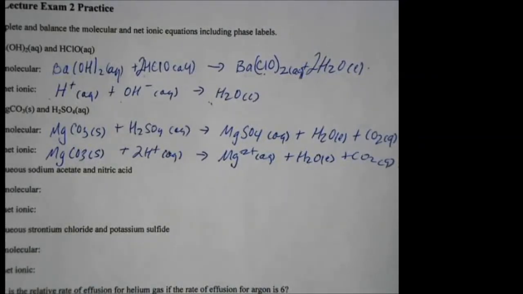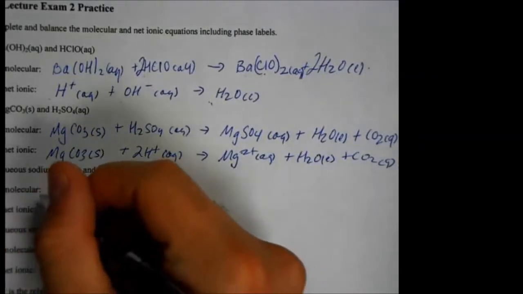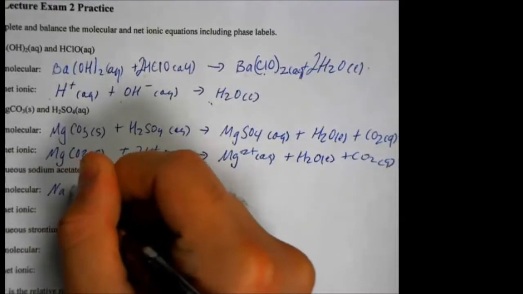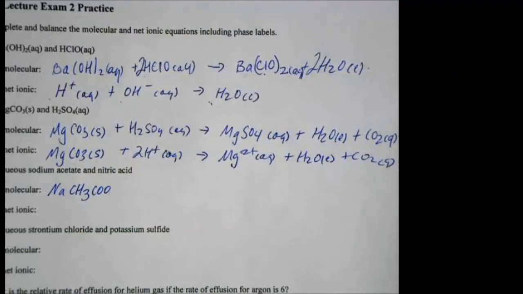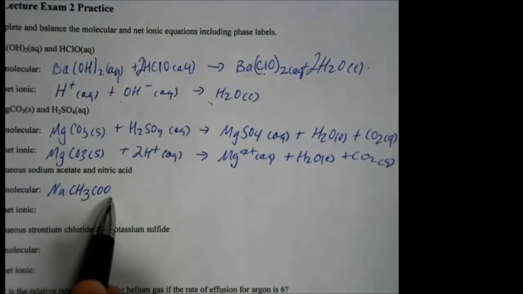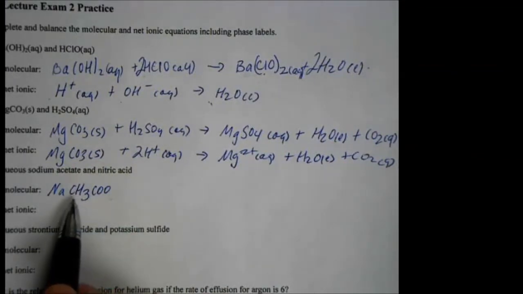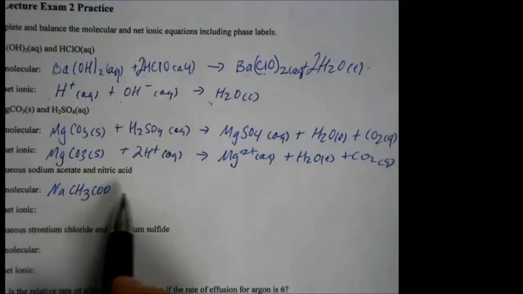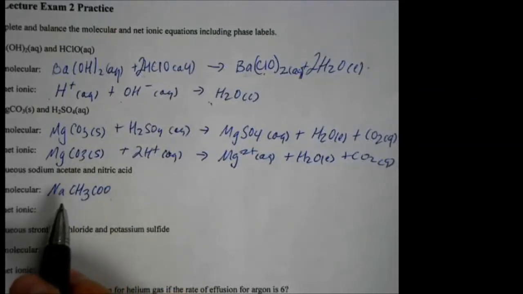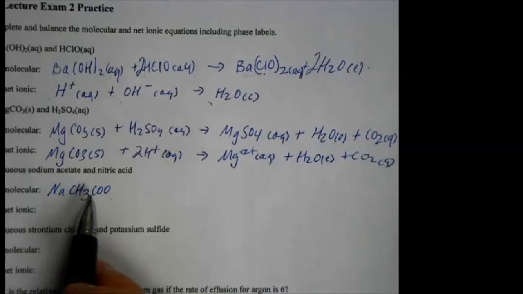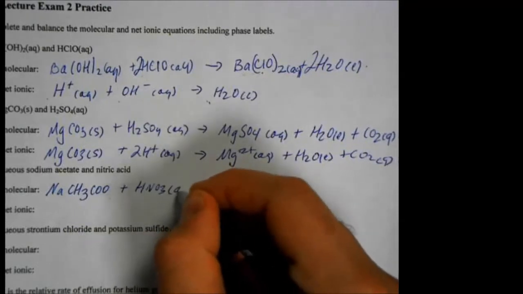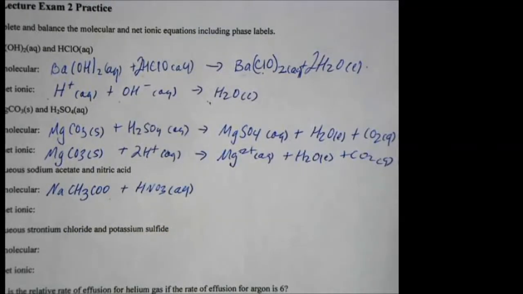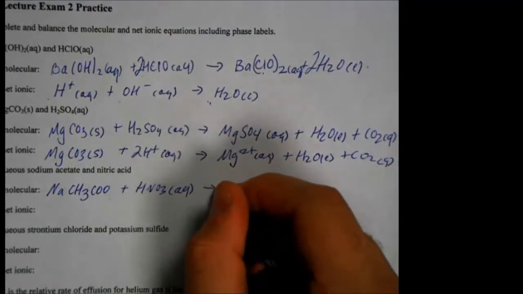Okay, so the next one is aqueous sodium acetate. So that's going to be NaCH3COO. So I remembered that the acetate anion looks like that. You could also write this as C2H3O2. That's fine. However you want to remember it, I would accept either one. And then we're going to add to that HNO3 aqueous, which is nitric acid, and we're going to predict the products.